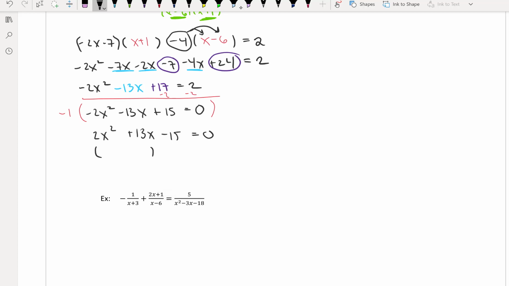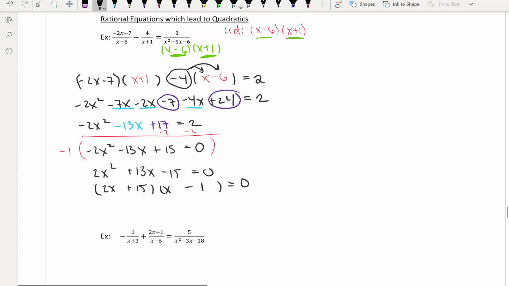And so now, factoring, hopefully you guys are getting comfortable with factoring. You can definitely do the AC method if you prefer, or you can do guess and check. For me, I'm going to do guess and check. I know that I'm going to have 2x times x. And if I'm thinking about 15, I'm going to have 15 and 1. So positive 15 and a negative 1. And that definitely works out. So I'm going to rewrite it over here: 2x plus 15 and x minus 1 is equal to 0.